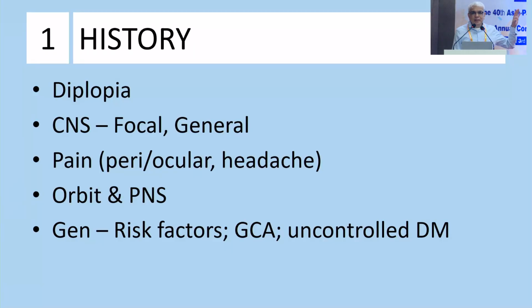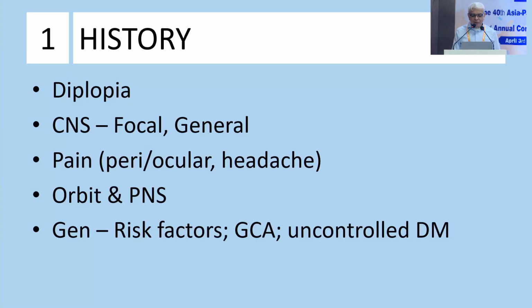Apart from the diplopia, please remember, depending on how patients present to you, whether it's in a ward or in your office, are there any focal neurological deficits? What about general things like cognition, things like headache, etc., which you need to keep in mind? Pain is very important. The presence of pain with diplopia, whether it's a periorbital pain or a periocular pain, the presence of headache, what kind of headache it is. Orbit and PNS, generally we forget about it, but please do remember it. Orbit signs may not be very prominent, they may be subtle, but it's up to us to pick it up.